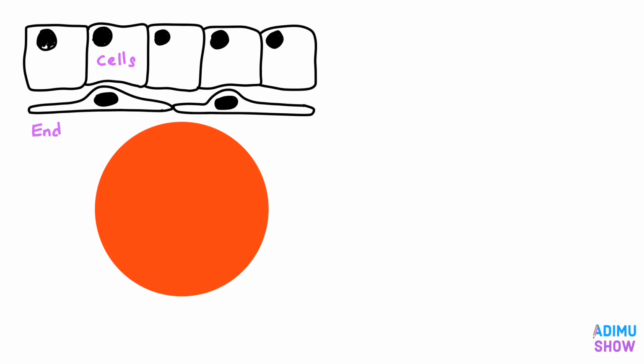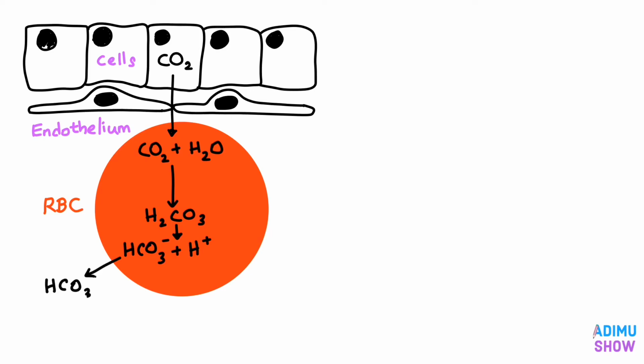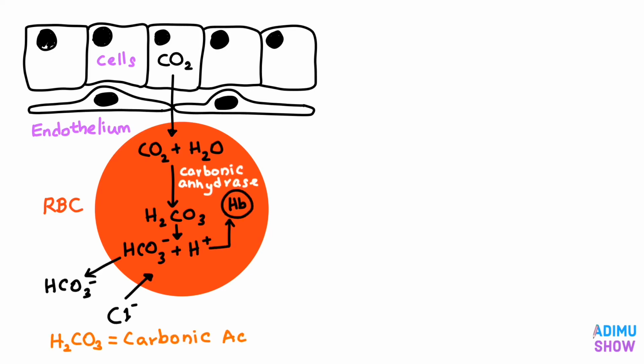Also, red blood cells contribute to transporting carbon dioxide towards the lungs. Red blood cells contain the carbonic anhydrase enzyme, which catalyzes the production of carbonic acid. Then it breaks down into hydrogen carbonate and a hydrogen ion. The hydrogen carbonate diffuses out of the red blood cells into the plasma. About 85% of the carbon dioxide is carried this way.